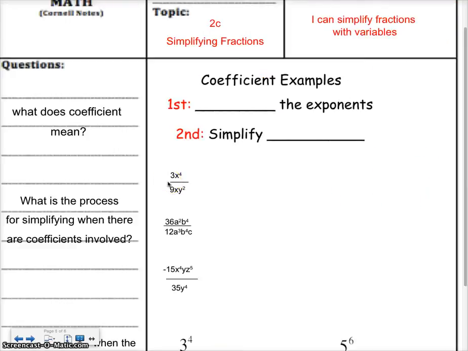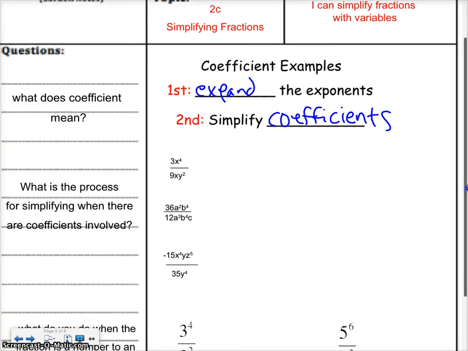We're bumping it up one more level, and I'm throwing coefficients in front. Coefficients, again, are the numbers in front of the variables. So if I throw a coefficient in front, all you're going to do, well, what do I have here? I probably have to expand the exponents and then simplify the coefficients. And that's like a normal fraction. You're just, at the end, dealing with your number parts. Okay.